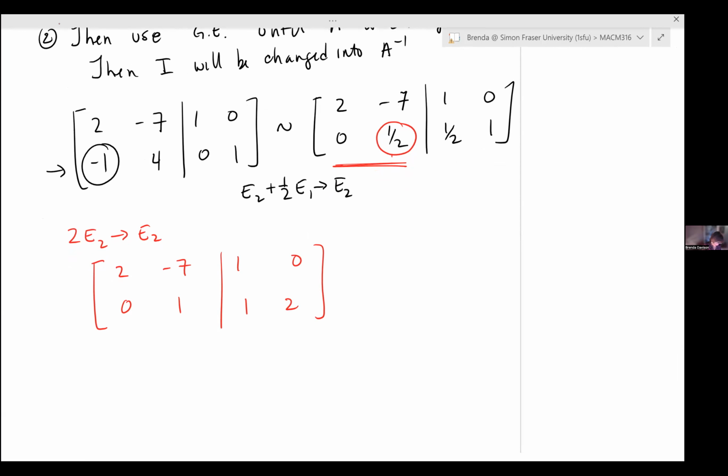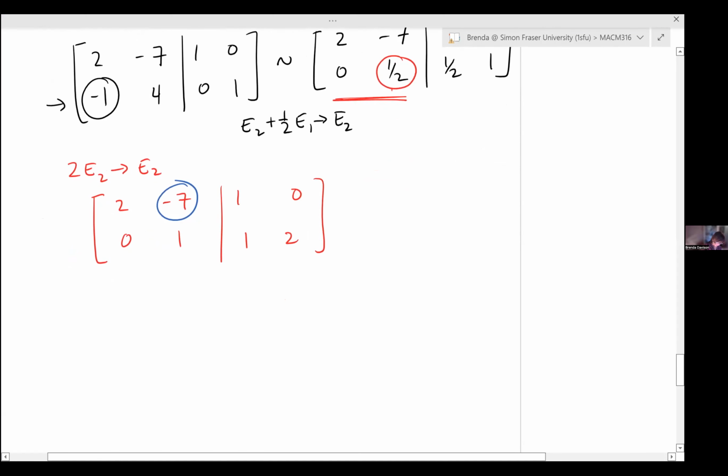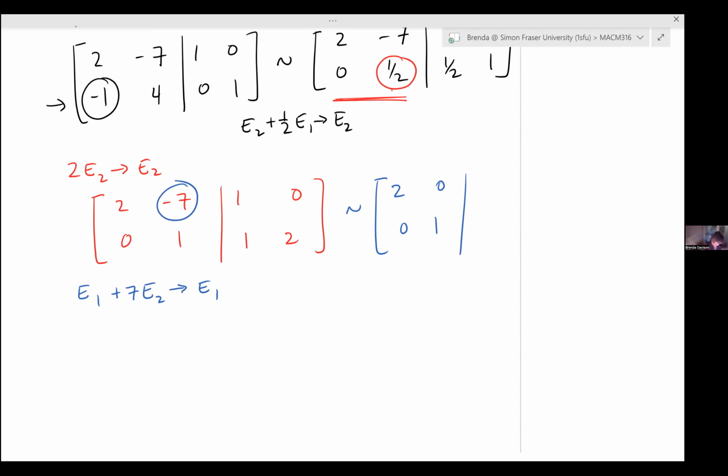All right, next thing, I see that this guy here needs to be a 0. So how am I going to get that guy to be a 0? I'm going to take the first equation, and I'm going to add 7 times the second equation to it. I'm going to put that back in as the first equation. That gets me this here, 2, 0, 8, 14, and 1, 2.